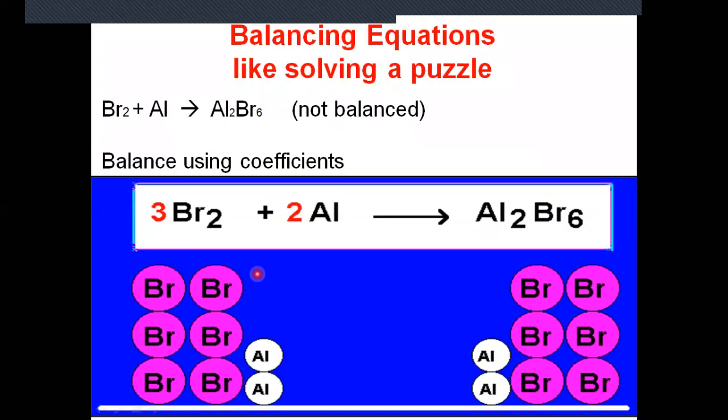Now here an equation is given. A molecule of bromine reacts with aluminium to form aluminium bromide. It is not a balanced chemical equation, because on the reactant side we can see there are 2 atoms of bromine, while on the product side the subscript 6 is showing that there are 6 bromine atoms. On the reactant side there is only 1 aluminium atom, while on the product side there are 2 aluminium atoms. So it means that this equation is unbalanced.